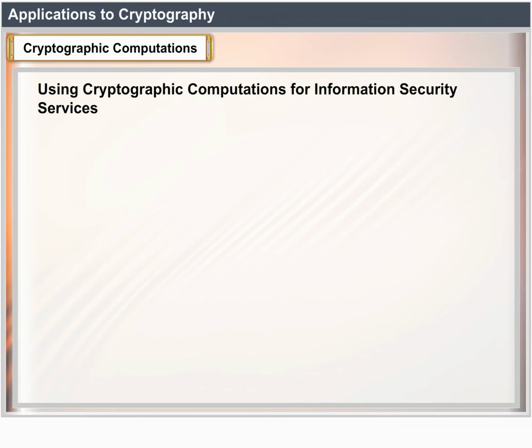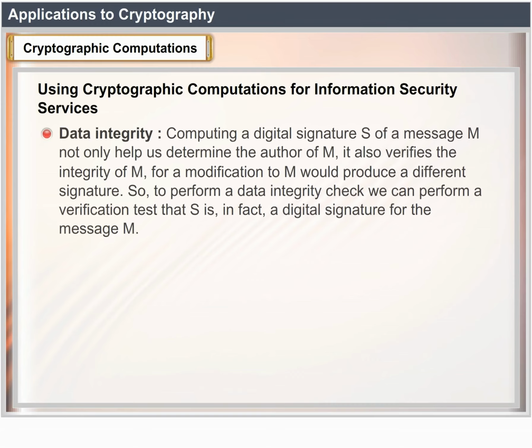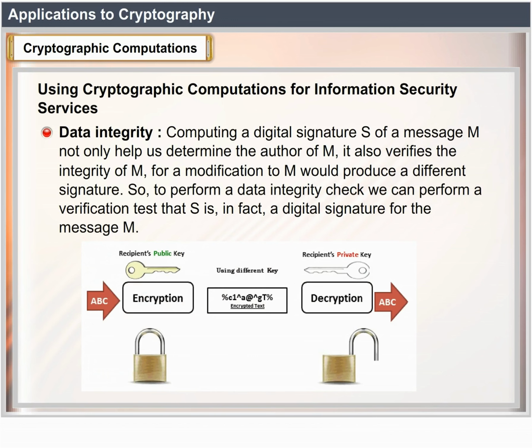Using cryptographic computations for information security services. Data integrity. Computing a digital signature S of a message M not only helps us to determine the author of M, it also verifies the integrity of M, for a modification to M would produce a different signature. So, to perform a data integrity check, we can perform a verification test that S is, in fact, a digital signature for the message M.